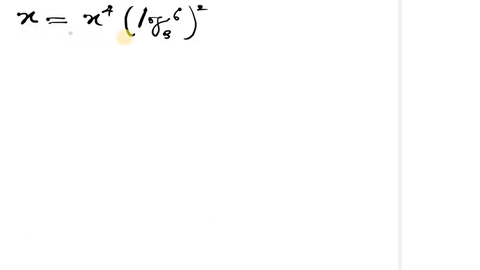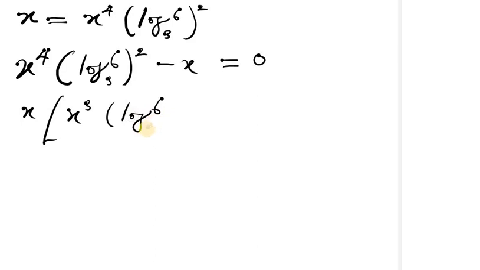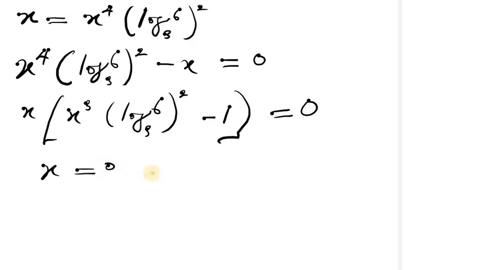Now I have copied this down on this other page, and the next thing is for us to equate this to 0 by taking this x over to the other side of the equation, and we are going to have x to the power of 4 into log of 6 to base 3, all to the power of 2, minus x equals 0. So we are going to factor out x from here. We are going to have x into x to the power of 3 into log of 6 to base 3 all to the power of 2 minus 1 equals 0. So the first solution will be x equals 0, and we need to find the other solution.